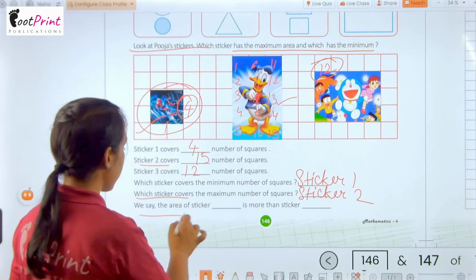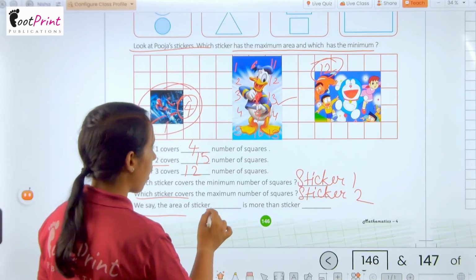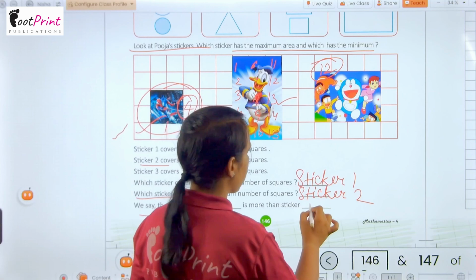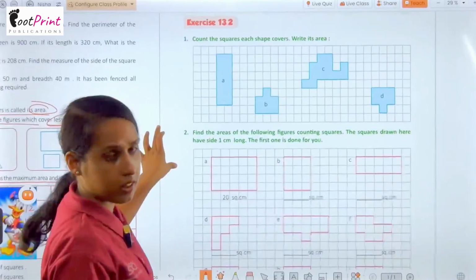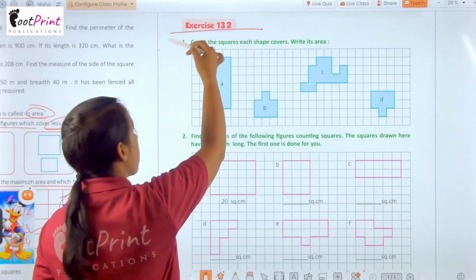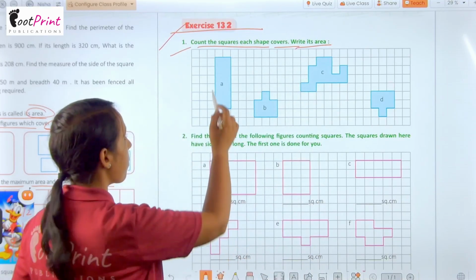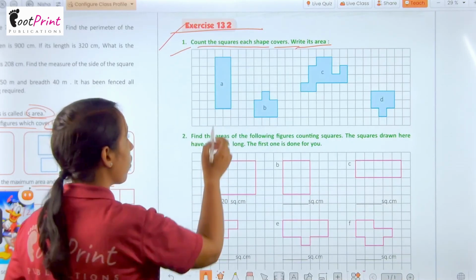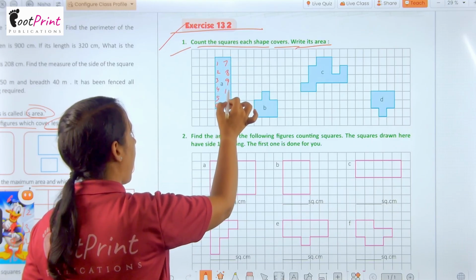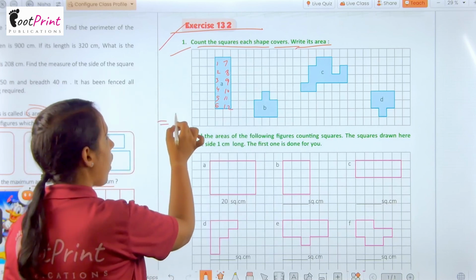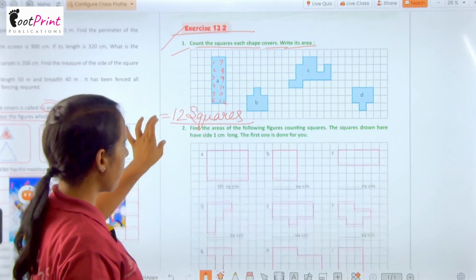Okay, now we say the area of a sticker is more than another sticker. So here we can write, area of sticker 2 is more than sticker 3. Its area is more than this. Okay. Now we have the exercise on the basis of area concept. Let's see here, exercise 13.2: count the squares each shape covers and write its area. So here we have to find the area of the shape, how do we find it? 1, 2, 3, 4, 5, 6, 7, 8, 9, 10, 11, 12. So we have here 12 squares. Okay, so this is our area that is covered by this figure.